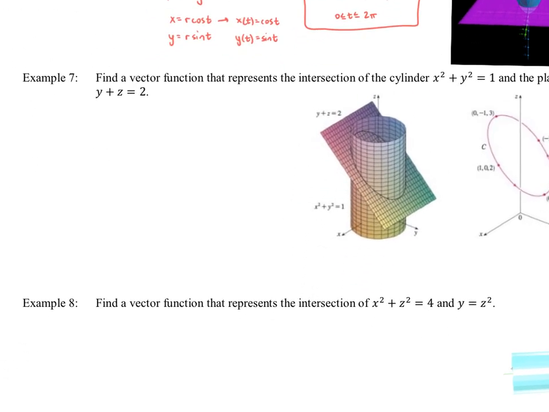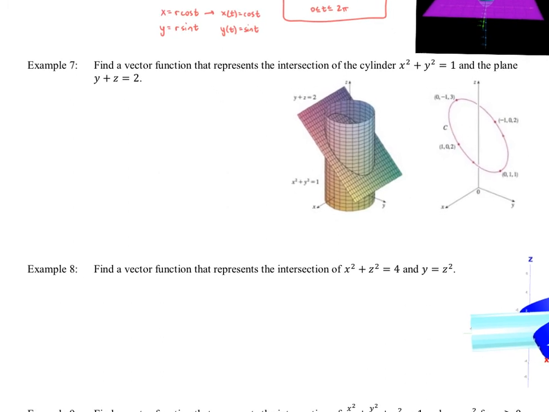All right, let's take a look at example 7. So here we have a vector function that we're looking for, and it's the intersection of the cylinder x squared plus y squared equal to 1 and the plane y plus z equal to 2. First thing I want to mention is that I want to make sure, without the wording in the problem, if you see this equation and you are told that it is in space, you know that that's a cylinder, okay? Not only that, but an infinite cylinder that is centered at the z-axis.